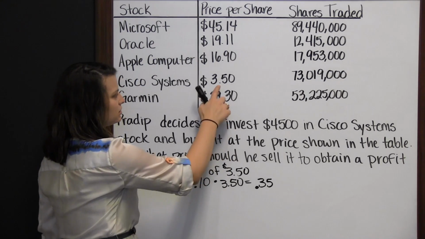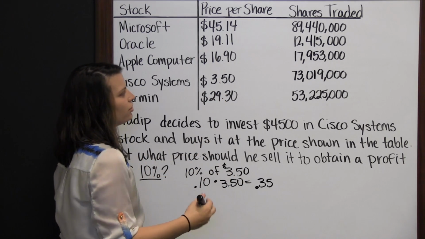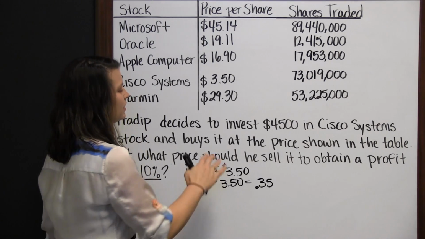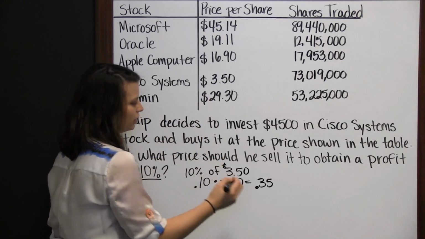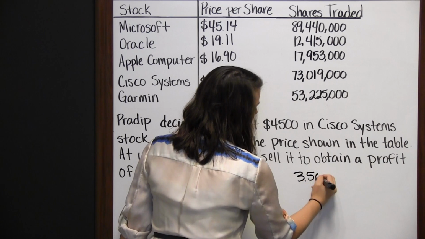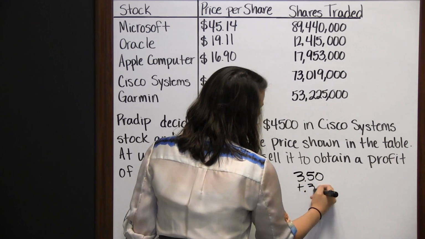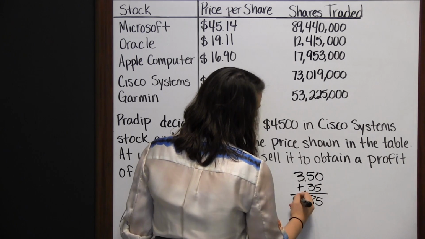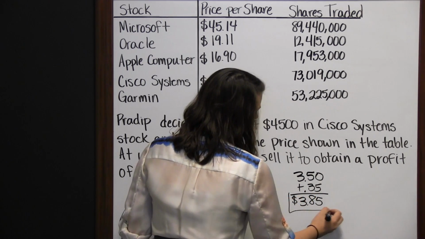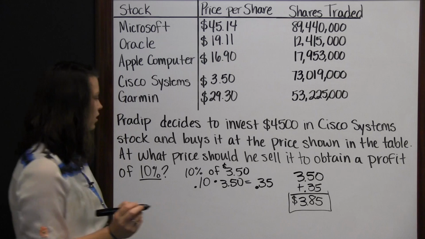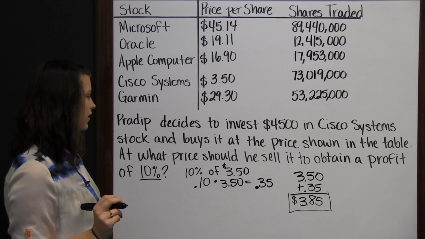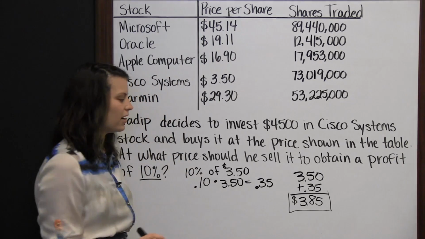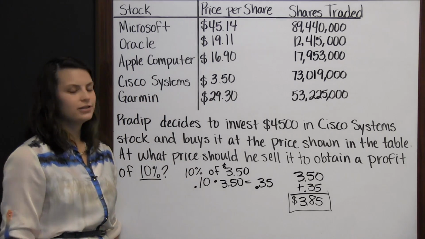So that means that his stock needs to be 35 cents higher. The price per share needs to be 35 cents greater. So $3.50 plus 35 cents is $3.85. So in order to make a 10% profit, he needs to sell his stock at $3.85 per share.